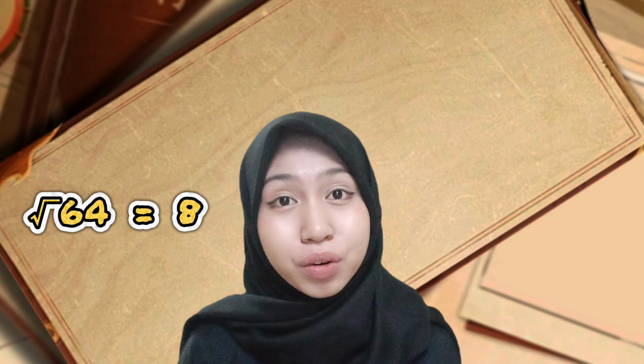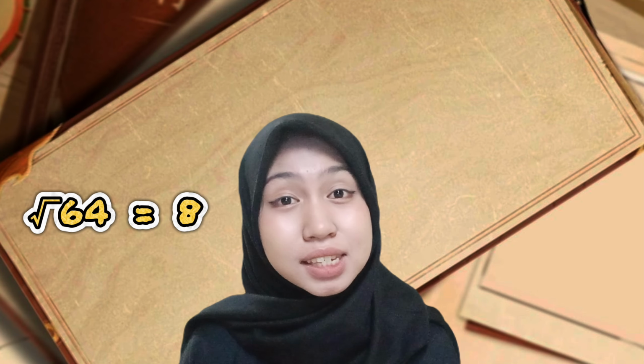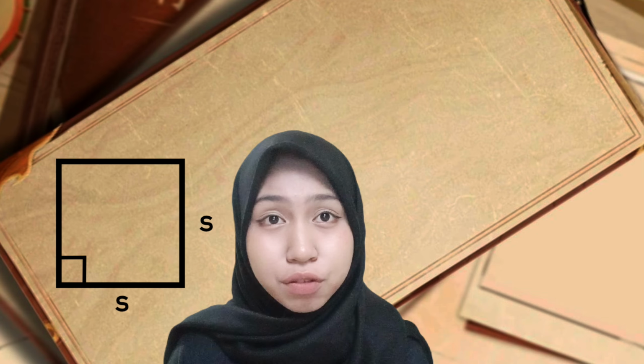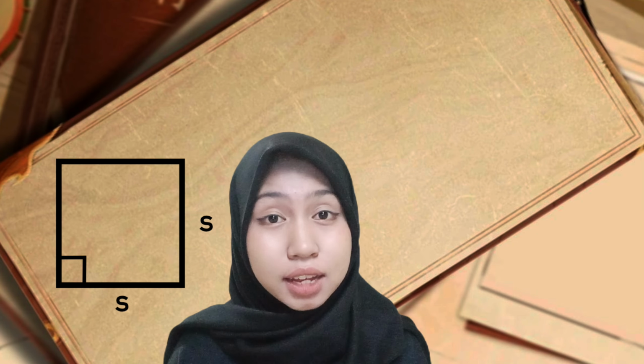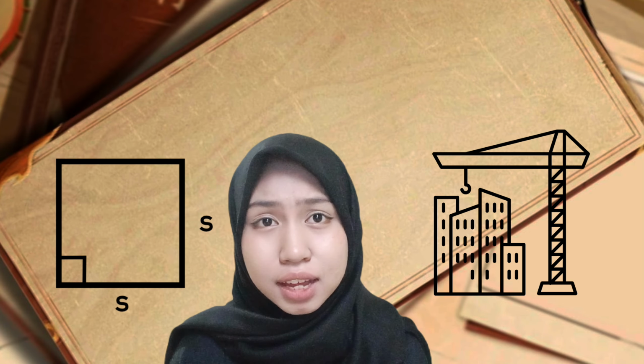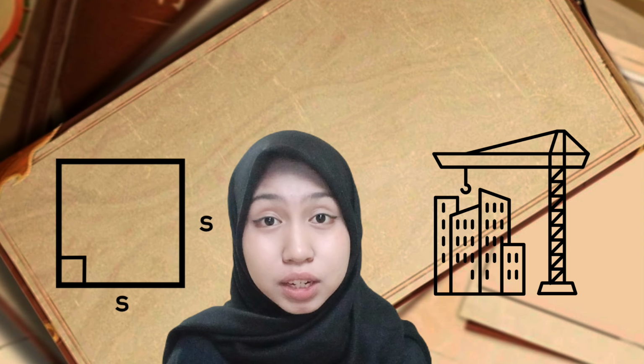What are roots? A root does the opposite of a power. So basically, the square root asks, what number multiplied by itself gives this number? For example, square root of 64 equals 8 because 8 times 8 is 64. In real life connections, it's like the area of a square. If you know the area is 49 m squared, the side is square root of 49, which is 7 m. Or in construction, to find side length from total area.